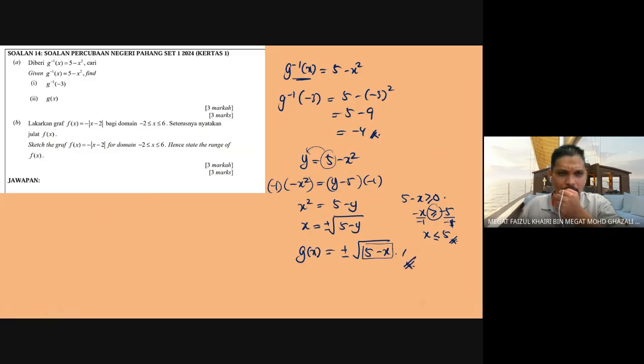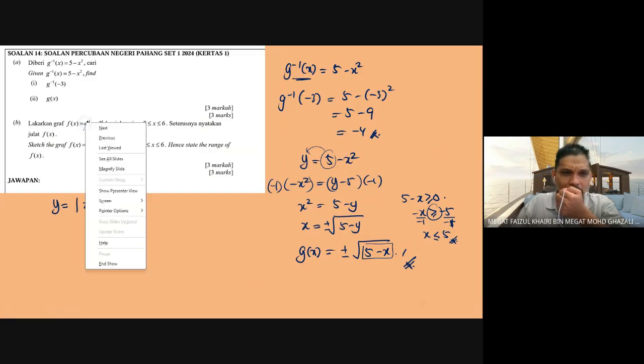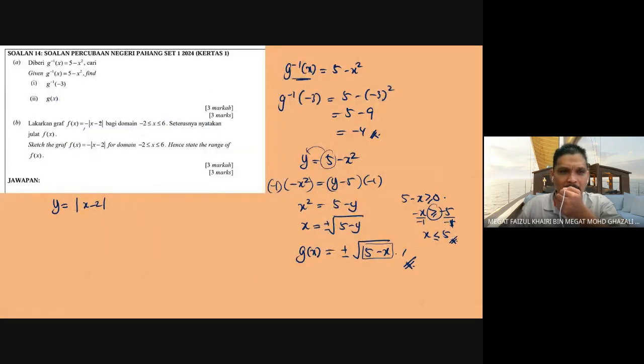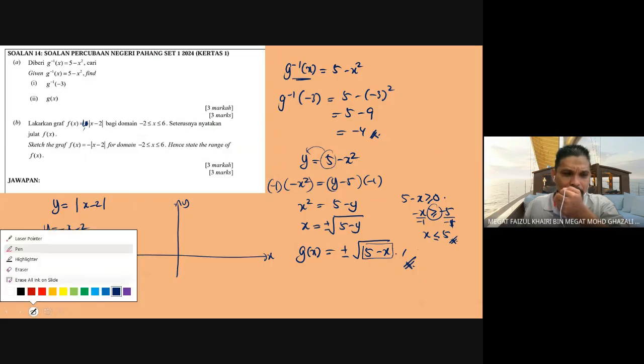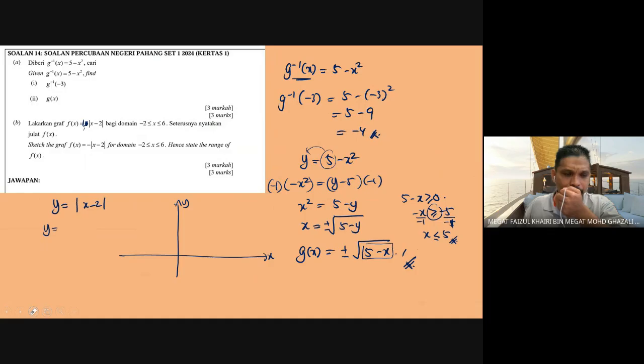And then sketch the graph of y equals, let's say I make it as modulus of x minus 2. I clear this first. Assume that there is no sign of negative there, just modulus of x minus 2. Or firstly, if I make it as y equals x minus 2.